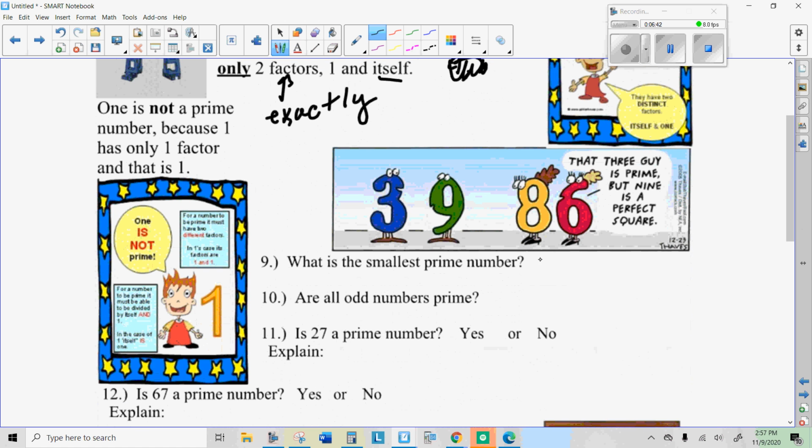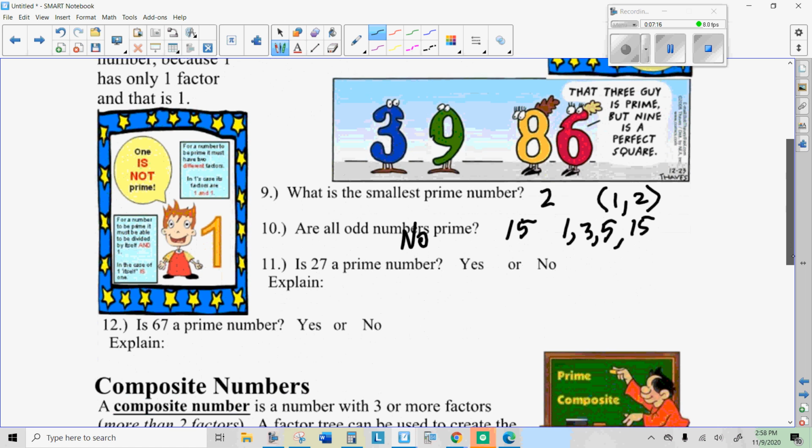So the smallest prime number is 2, and just to show you the factors, there's exactly 2 factors, there they are, 1 and 2. Are all odd numbers prime? Well, let's think about the odd number 15. There's the factor of 1 and 15, but there's also a 3 and a 5 in there. So no, it has 4 factors. So the answer is no. Just because a number is odd doesn't mean it's prime.